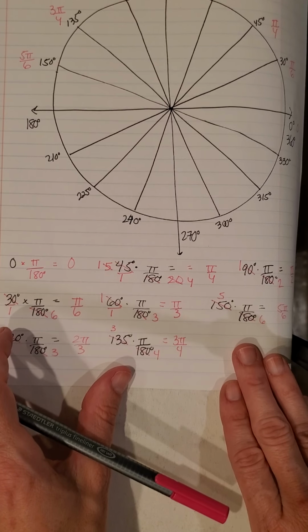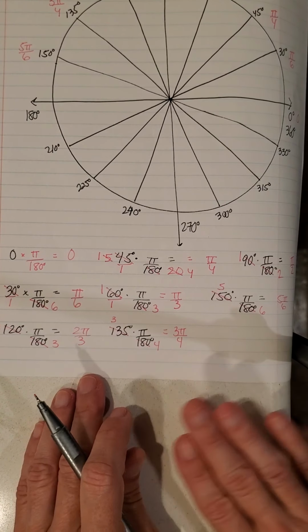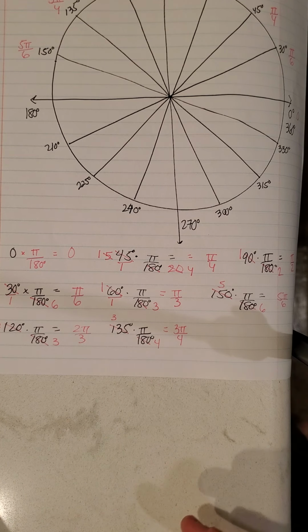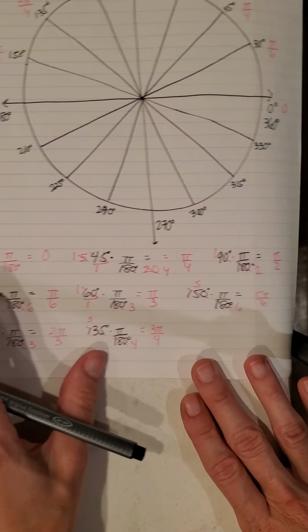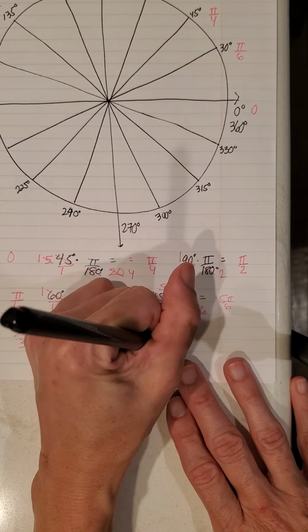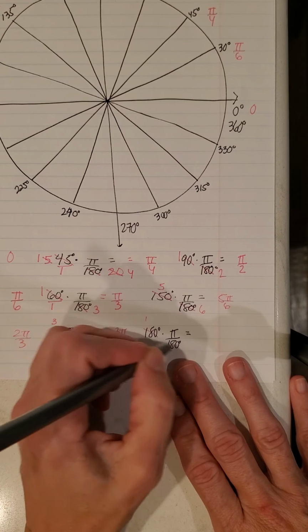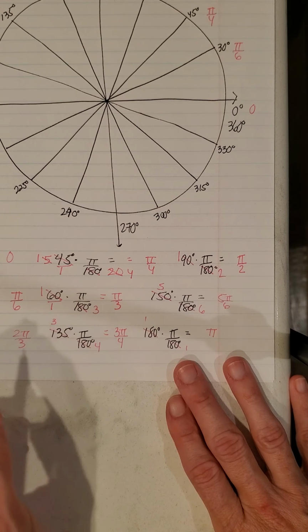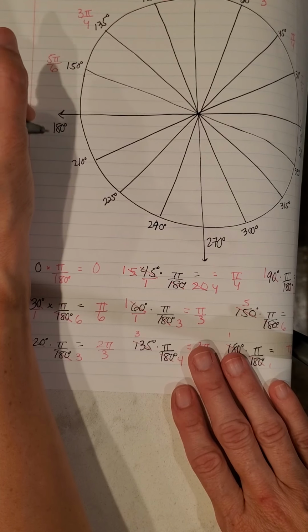And then 180 is actually 2 times 90, so it's going to be 2 times pi over 2, which gives us pi. But I'm going to do the proof of that. I have 180 times pi over 180. My 180s cancel, 1 and 1, and so I just wind up with pi. And so I'm going to write that here, pi.